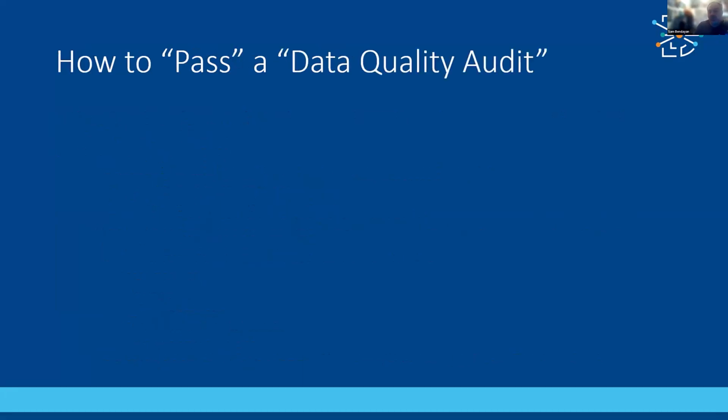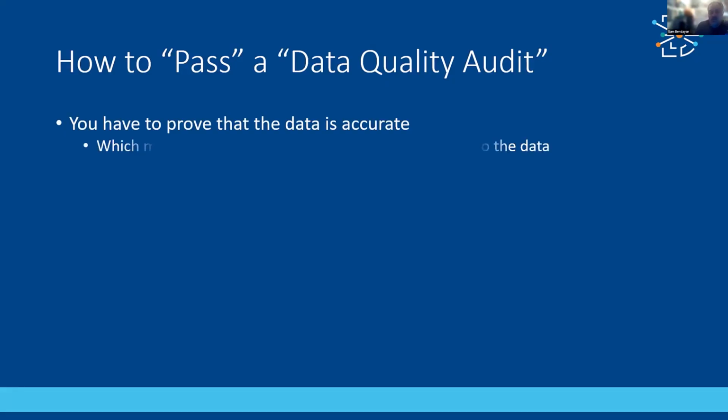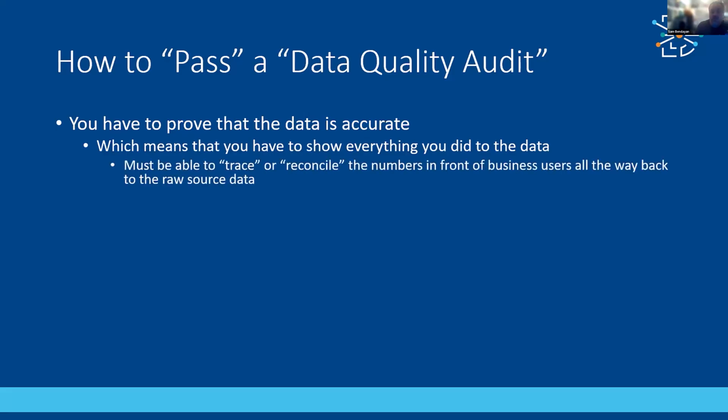So how do you pass a data quality audit? Very simply, you just have to prove that the data is accurate. And how do you do this? It means you need to show everything you did to the data, which means you need to have all the changes stored, and you need to be able to reconcile it back to the sources.